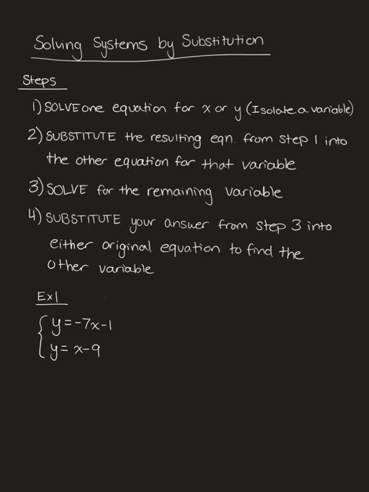Then you will solve for the remaining variable and then substitute your answer into either original equation to find the other variable. So those steps are a little vague. Let's show an example.